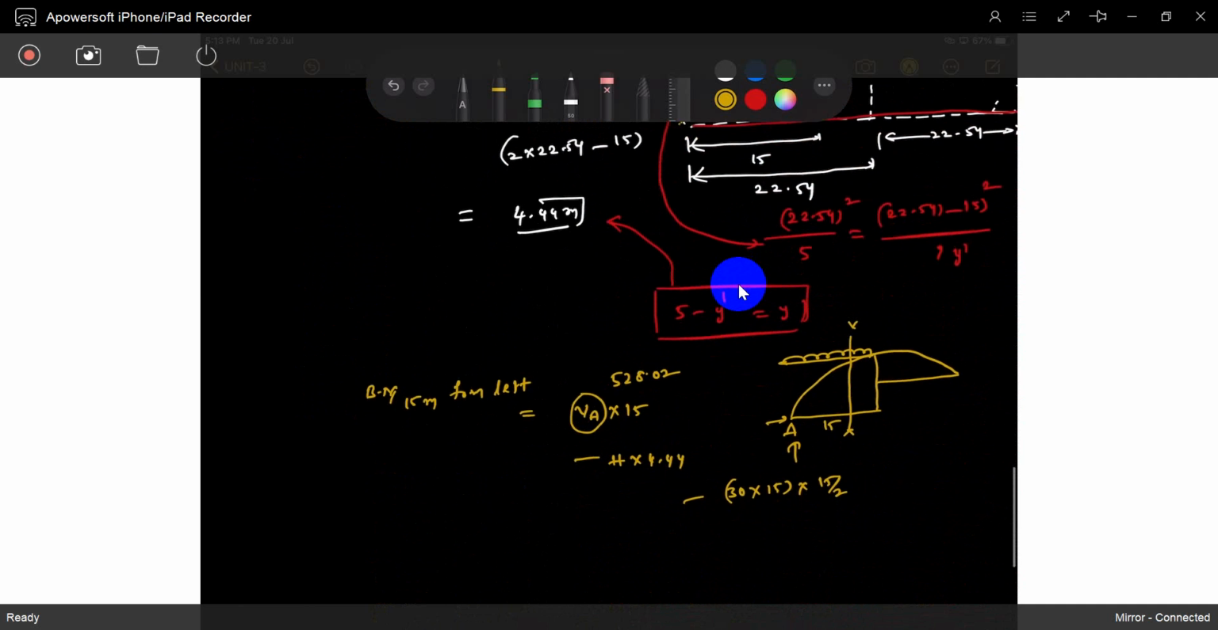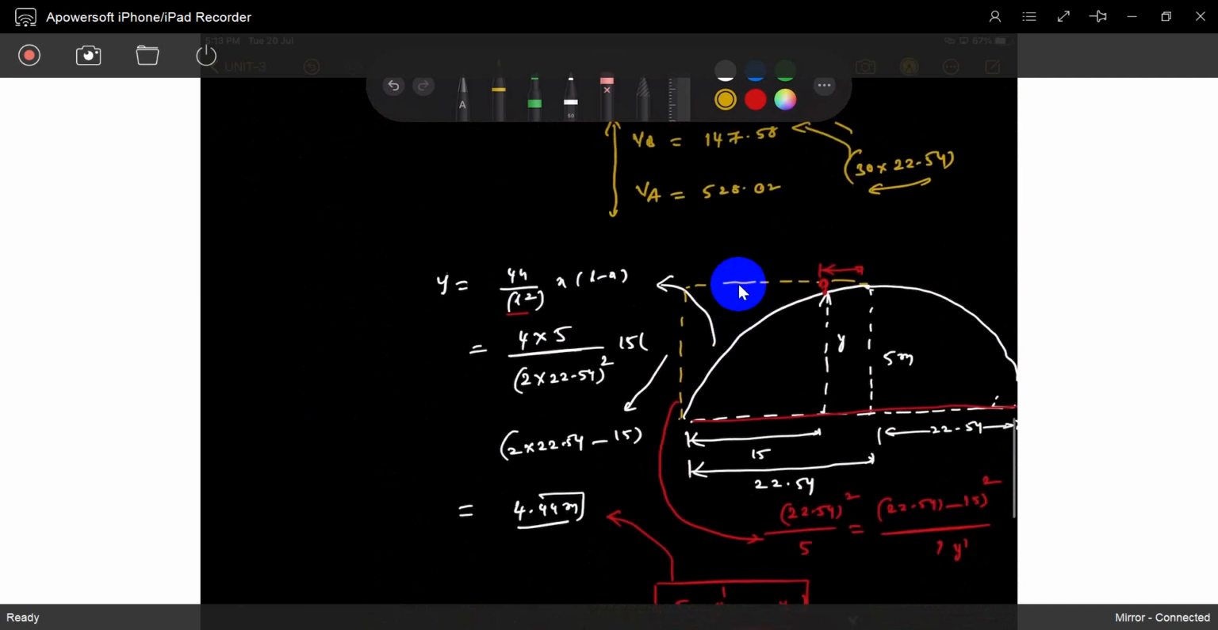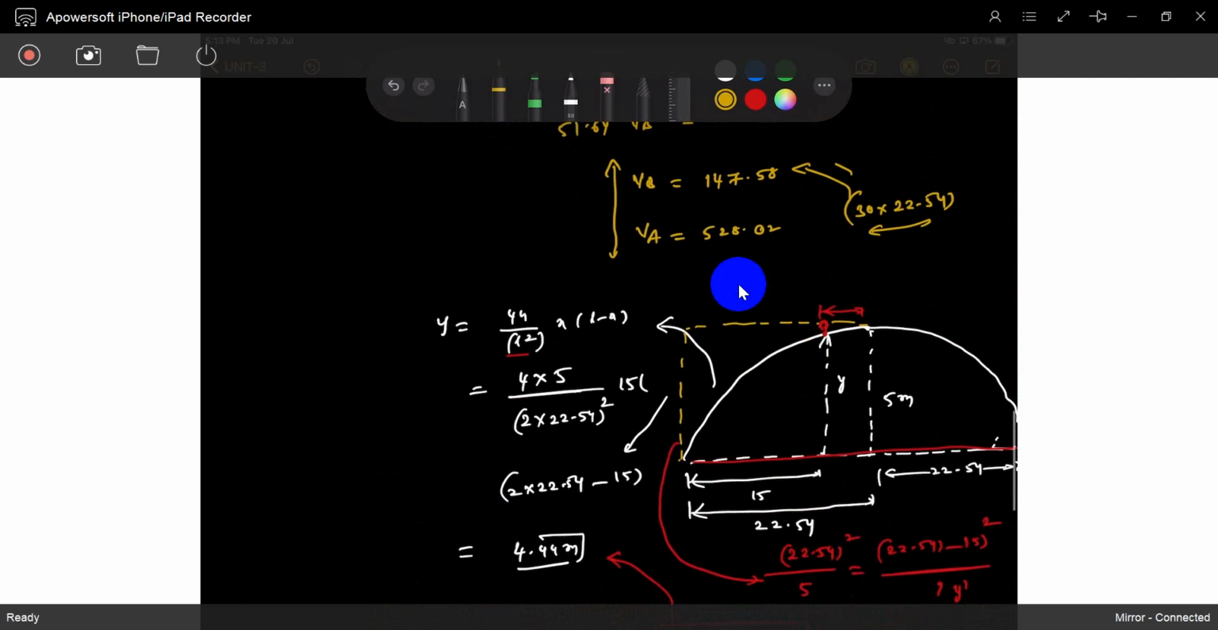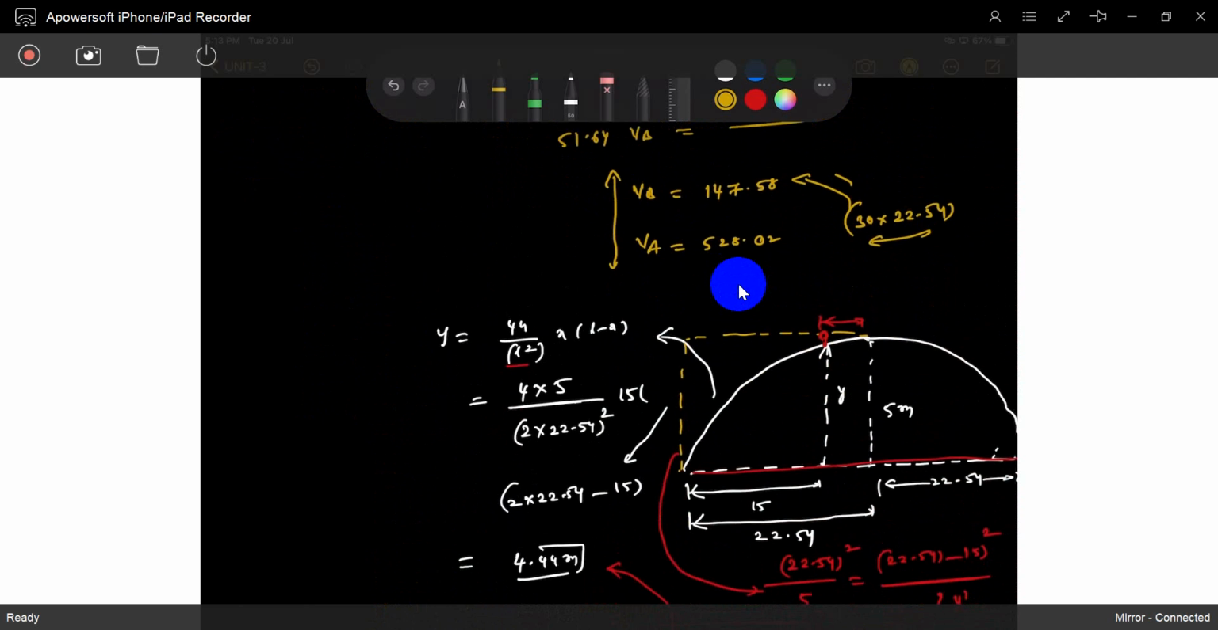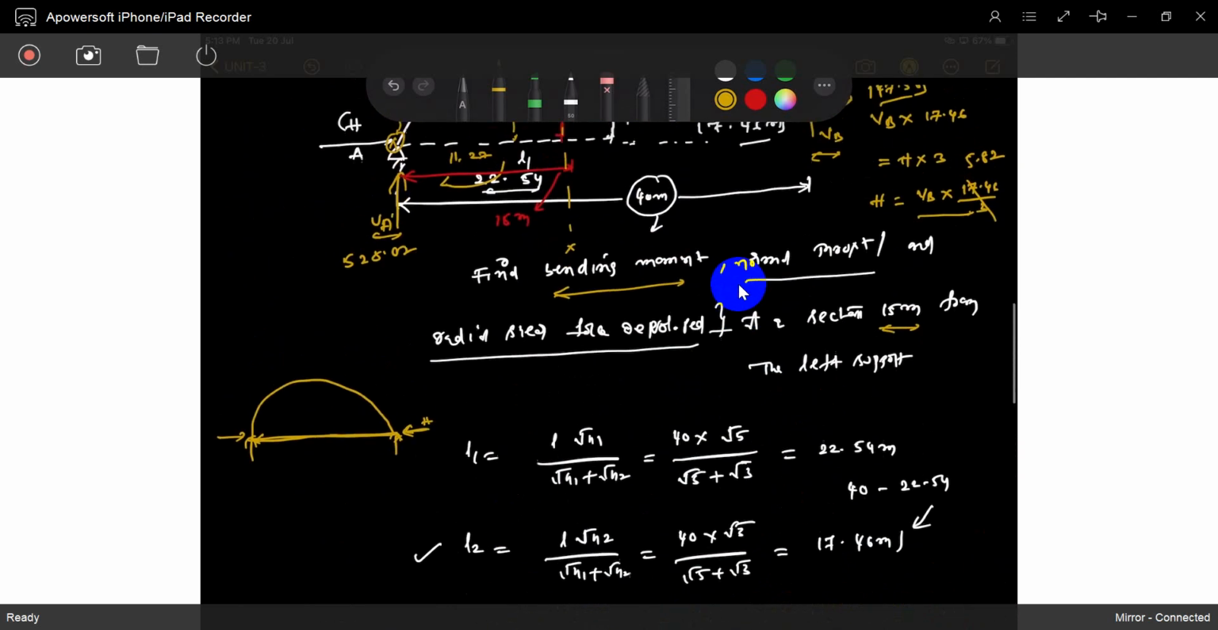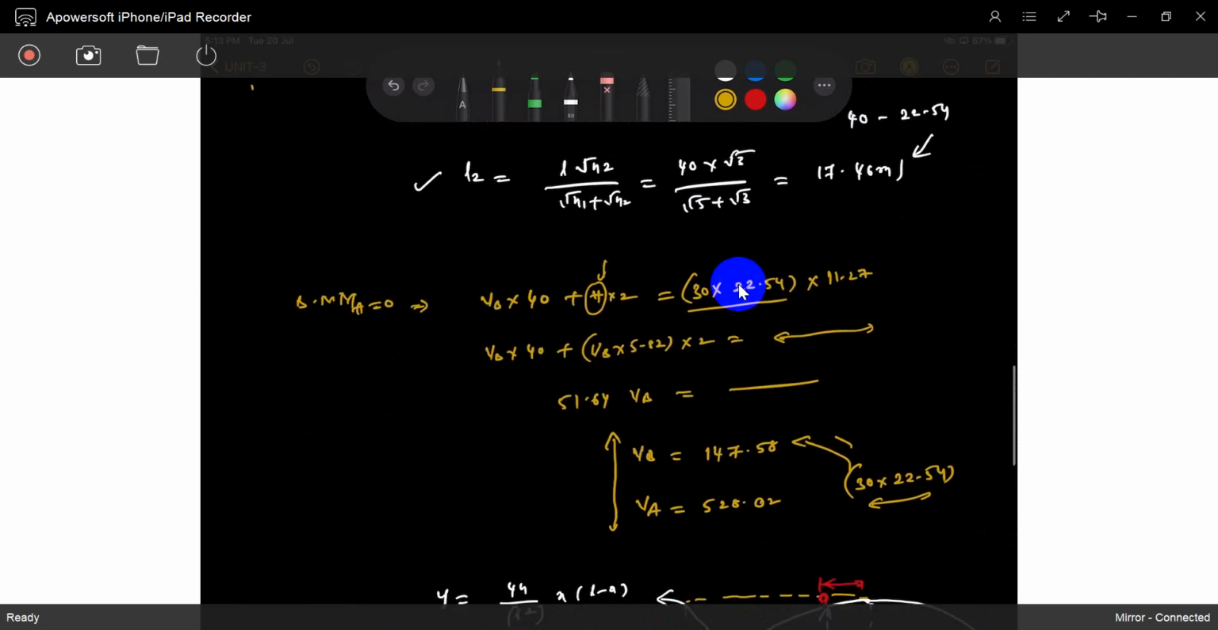That's it. H is what? We find out the H. No problem here. H is 5.82 into VB, which is 147.58, so 858.91. That is the H value. H is the same for both ends.